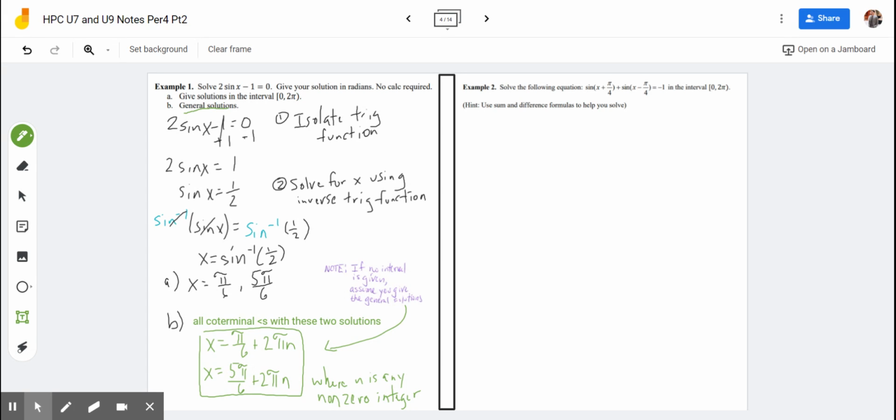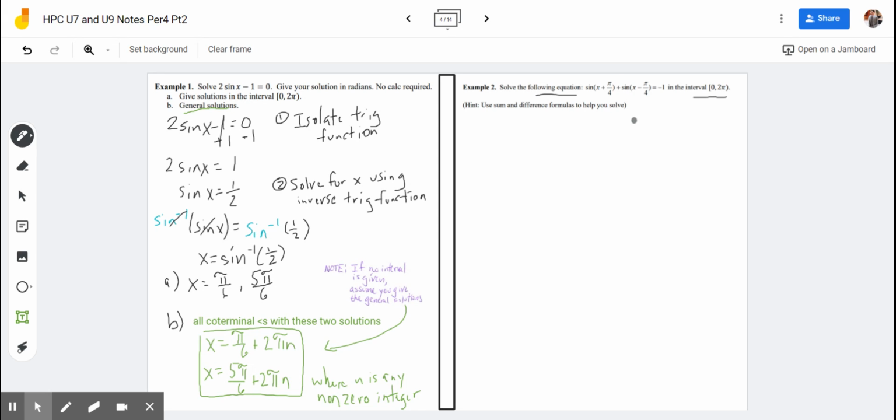That way you basically cover your bases for giving every possible solution. All right, so taking a look at example 2, we're still solving an equation. It says solve the following equation, but it looks like it's a different form. We have sine of x plus pi over 4 plus sine of x minus pi over 4 equals -1, and then it's over the interval 0 to 2 pi, 0 inclusive, 2 pi non-inclusive. Hint, use the sum and difference formulas to help you solve.